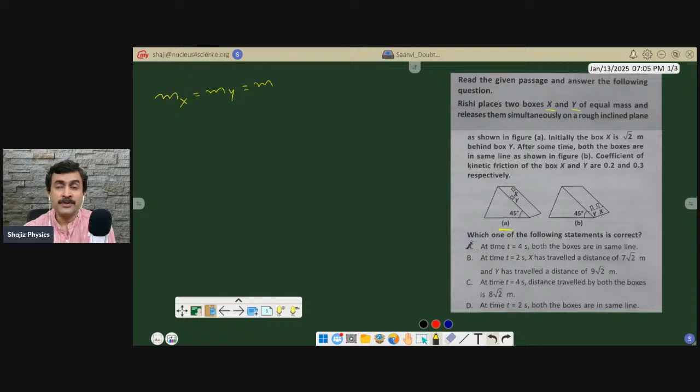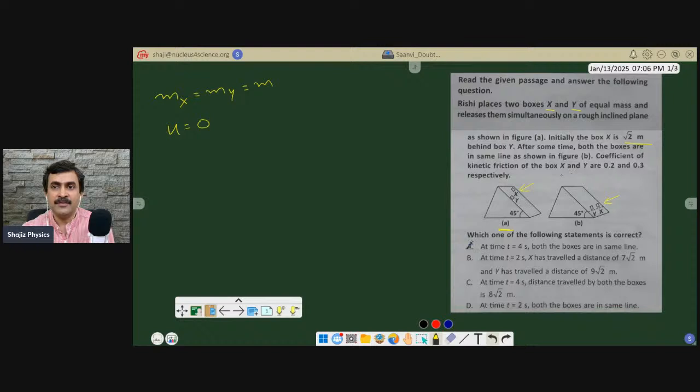So both X and Y are released. What does it mean? Released means their initial velocity is 0. They are released from rest. Now, initially the box X is √2 meter behind box Y. It is clear from the image. The box X is √2 meter behind Y. After some time, both the boxes are in the same line as shown in figure B. After some time, both X and Y reach the same line.